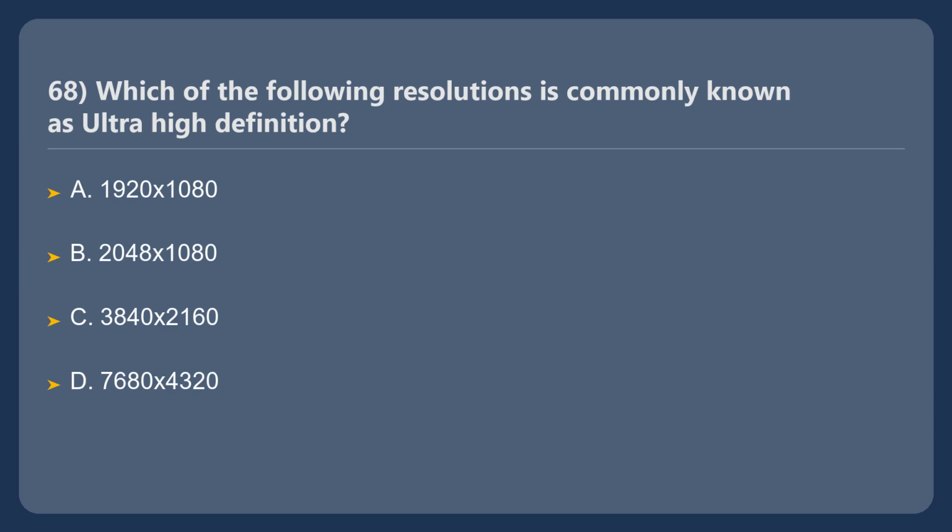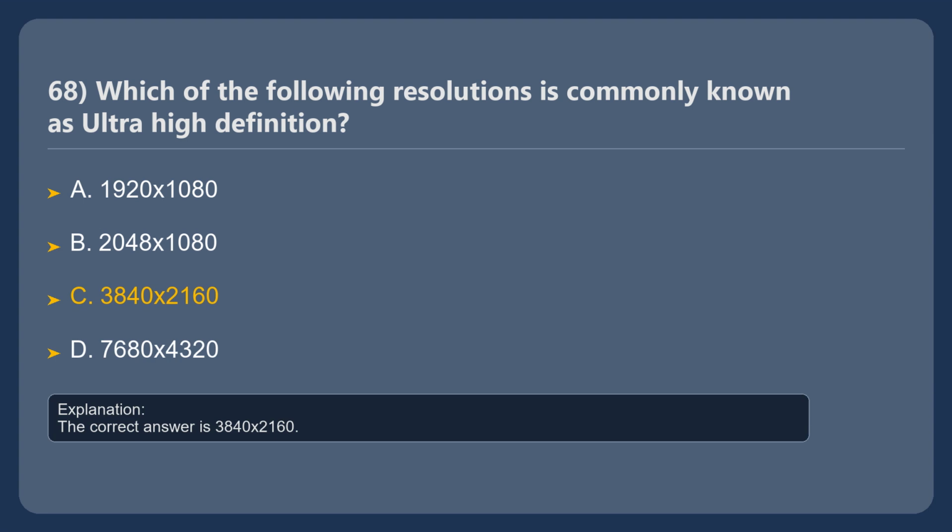Question 68. Which of the following resolutions is commonly known as ultra-high definition? Option A. 1920x1080. Option B. 2048x1080. Option C. 3840x2160. Option D. 7680x4320. The correct answer is option C. 3840x2160.